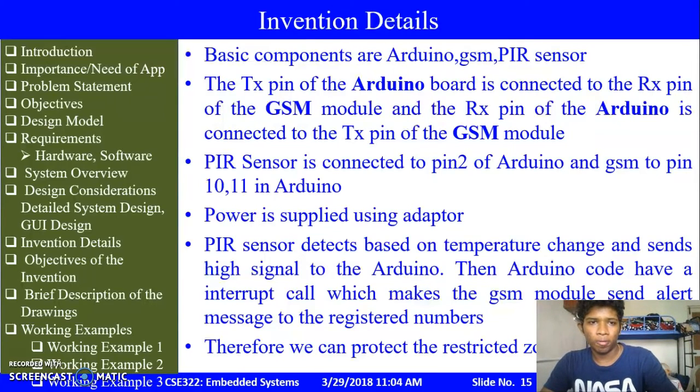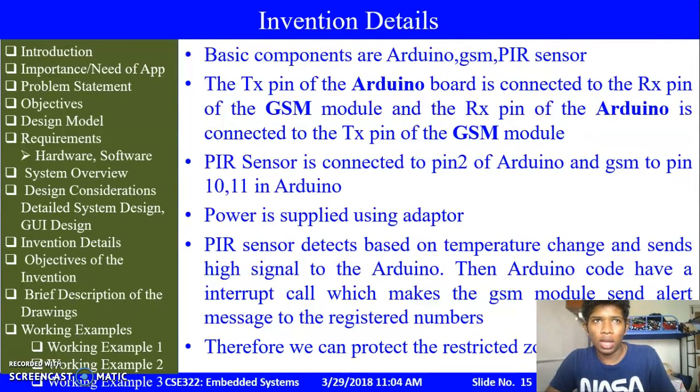And then coming to the wiring in this system, the TX pin of the Arduino board is connected to the RX pin of the GSM. Basically Arduino has two digital pins, TX and RX, which have the values 0 and 1. They both are digital pins available on the Arduino board.